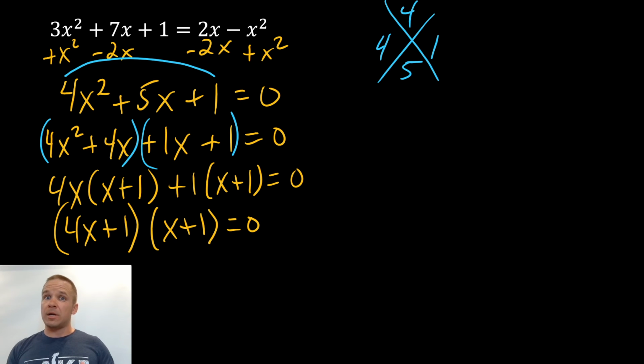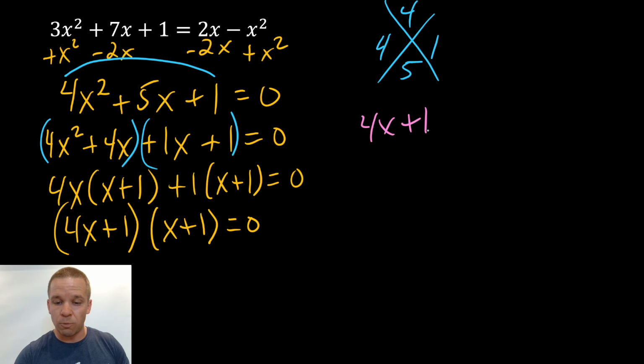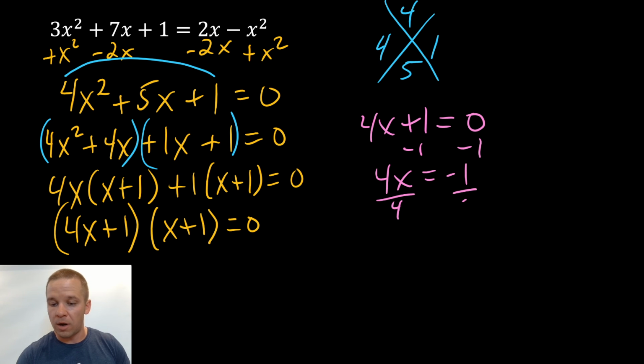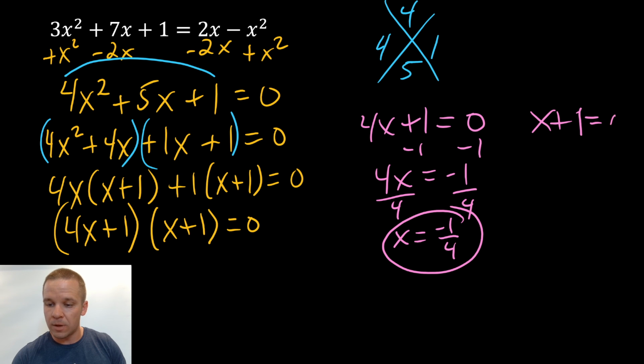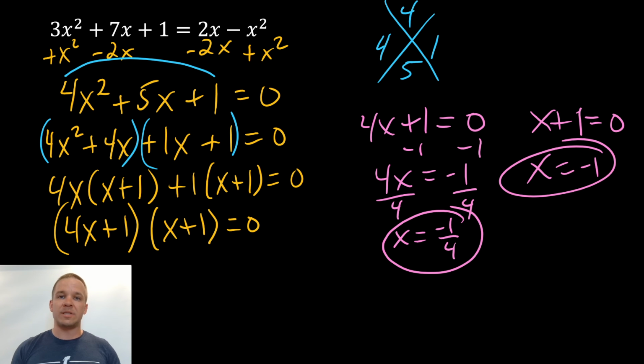So now I can set my two factors equal to 0, the 4x plus 1 equals 0. Subtract 1 on both sides. I'm going to get 4x equals negative 1, and then I'll divide by 4 on both sides and get x equals negative 1/4. Boom, there's one answer. The other one is x plus 1 equals 0, and that one's pretty easy. We're going to subtract 1, and I'll get x equals negative 1, just a one-stepper right there.